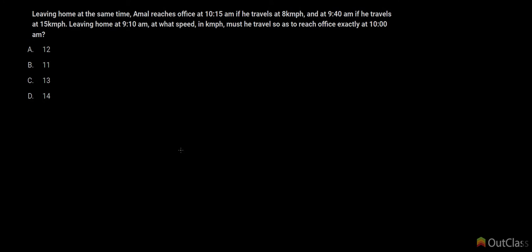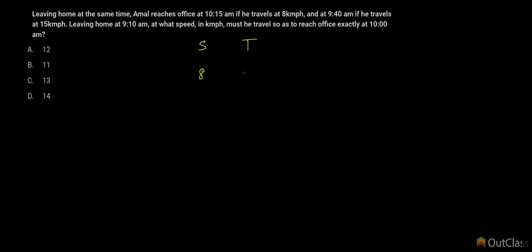Leaving home at the same time, Amal reaches office at 10:15 a.m. if he travels at 8 and at 9:40 a.m. if he travels at 15. Notice that we have two cases with the same distance, so inverse proportionality. Leaving home at 9:10, at what speed must he travel so as to reach the office at exactly 10 a.m.? Again the same distance. So this question, all it requires is inverse proportionality. We have speeds and times.